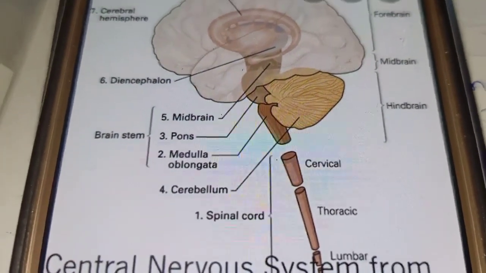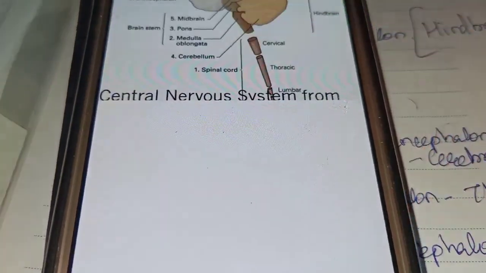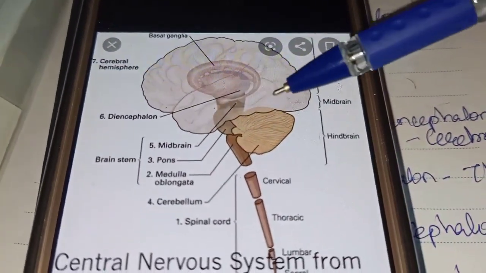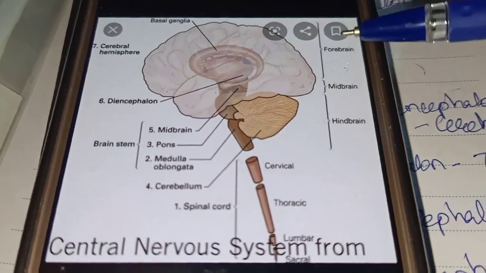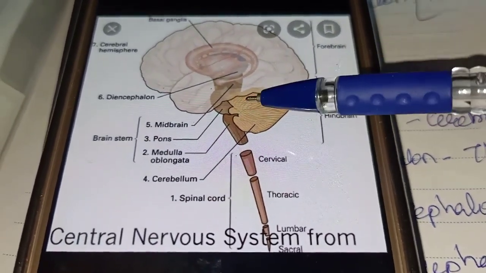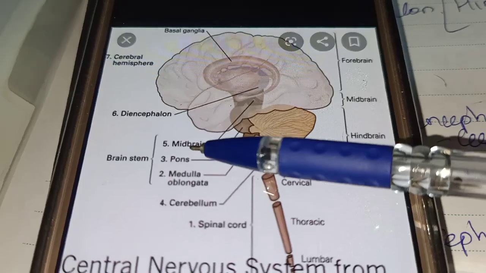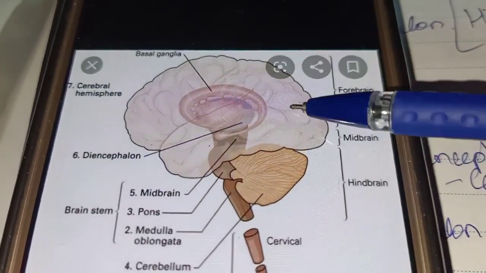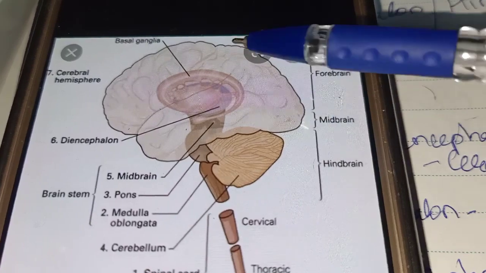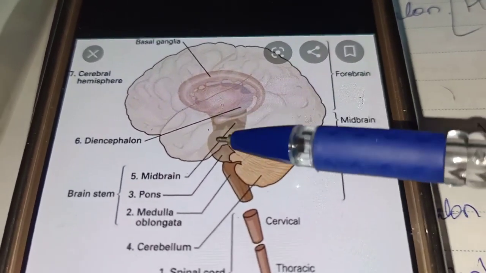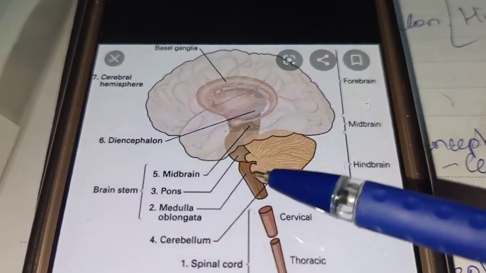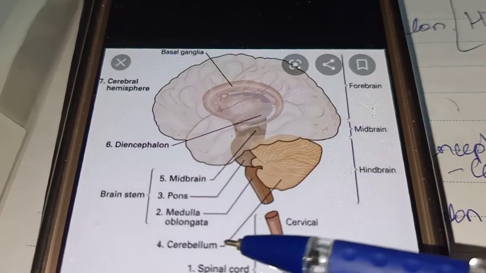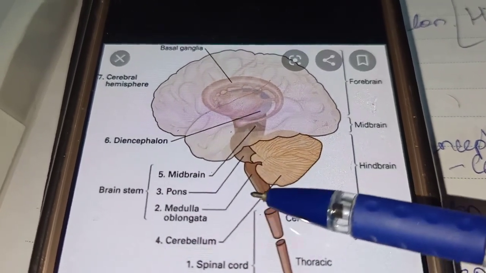So this is also one of the pictures where you can see this is the forebrain, prosencephalon, midbrain, mesencephalon, and this is the hindbrain. So this is the midbrain. Okay, and this is the forebrain. This much part is the forebrain. Then the midbrain, and this is the hindbrain. So it consists of the pons, the cerebellum and the medulla oblongata.